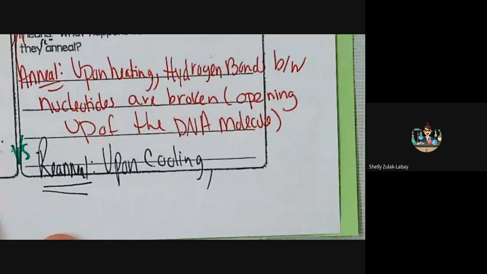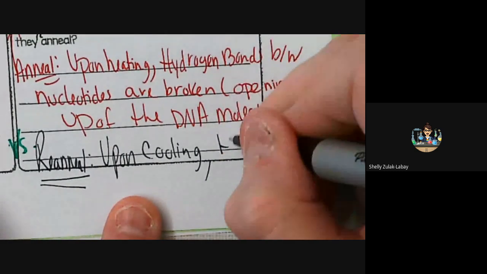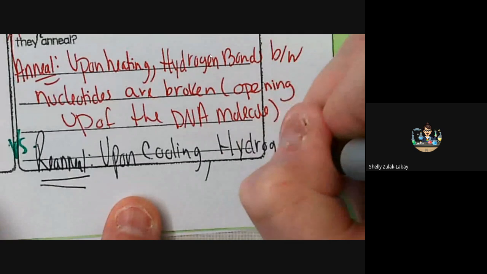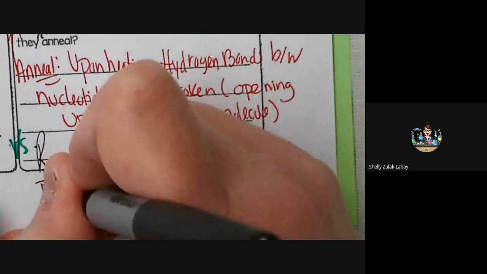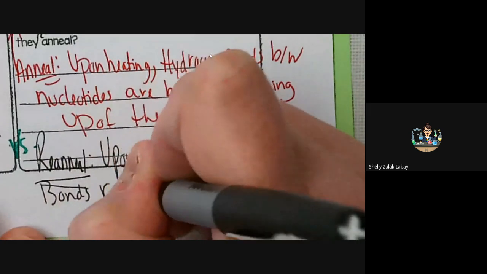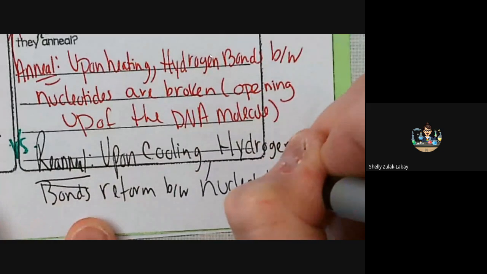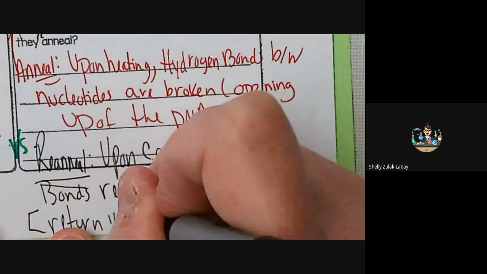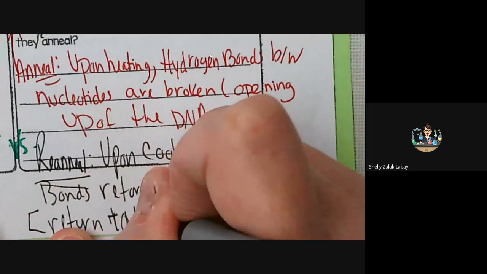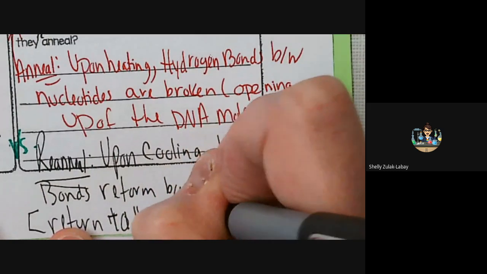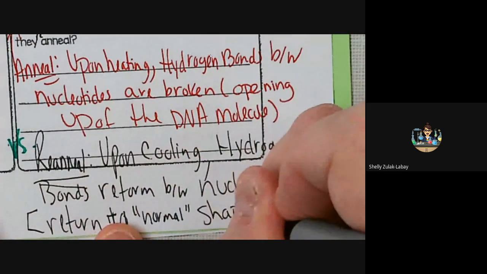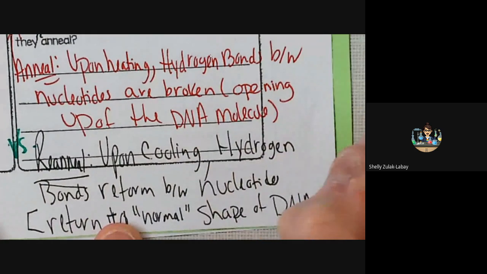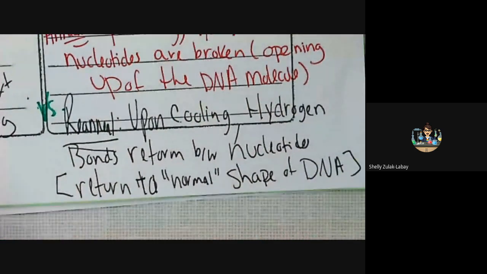And then re-anneal would be the opposite. So upon cooling, instead of breaking hydrogen bonds, the hydrogen bonds are able to reform between the nucleotides. And we would get a return to the normal or the helical shape of DNA. I'll give you a moment to get that written in.